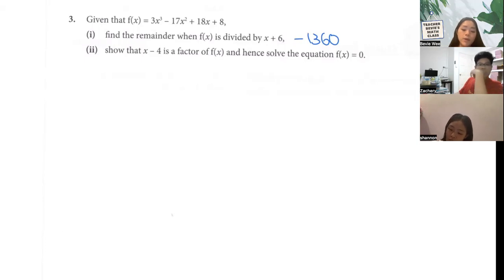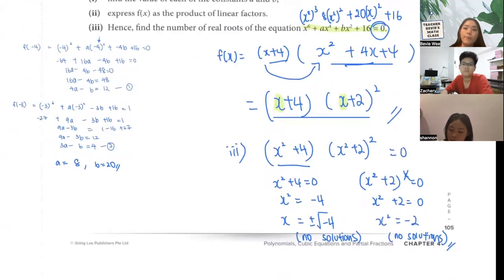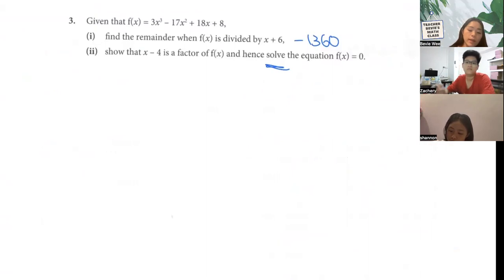Show that x minus 4 is a factor and hence solve the equation. Solve, not factorize. But before getting to solving, I need to factorize. I need to do this entire chunk of what we just did. So how do I show it? I just plug in x equals 4. I press my calculator. I prove that it equals 0. Since f(4) equals 0, therefore x minus 4 is a factor.